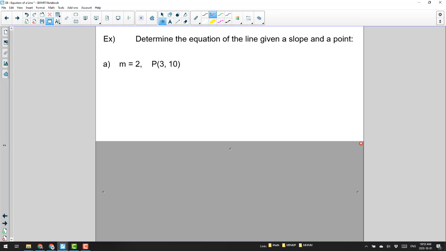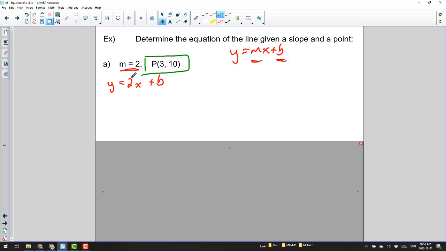Again, our goal here is we know the equation is y equals mx plus b. I need my b value, I need my m value. Well, for this first one, they gave us the slope. Easy enough. So I know right off the bat y equals 2x plus b. So the only thing I don't know is that b value. That's why we're given this point.